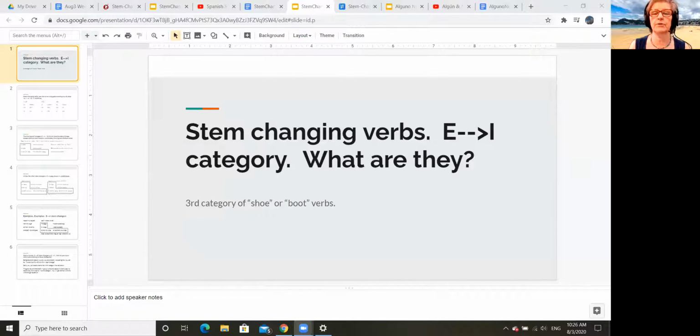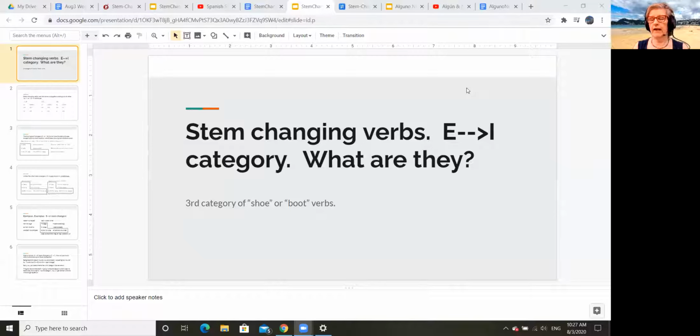There's one last kind of stem change I'm going to share with you on the screen. I will send you this file, so don't feel that you have to take notes. You will get this, and you can download it onto your computer. There is a third category, E changing just to I, not E to IE, but E to I.